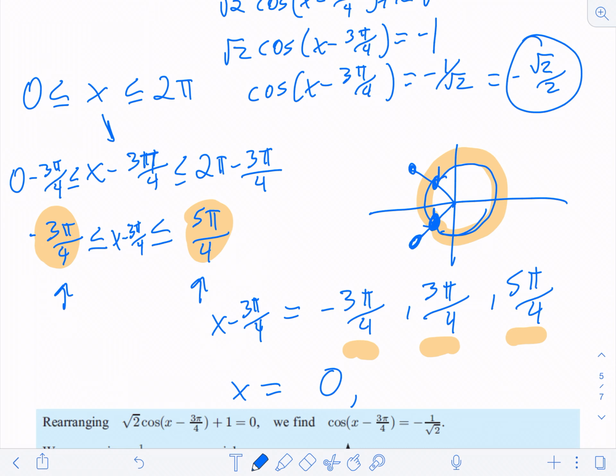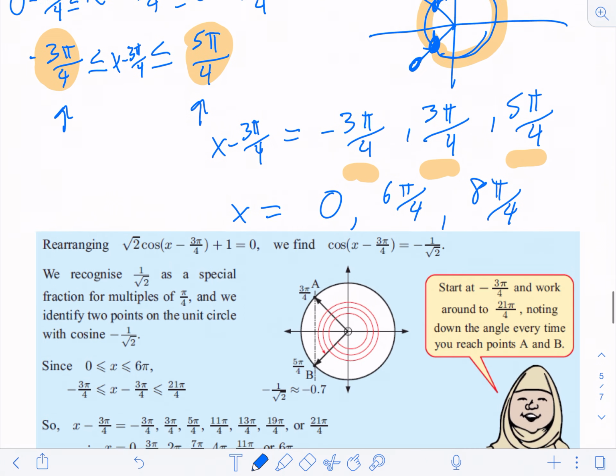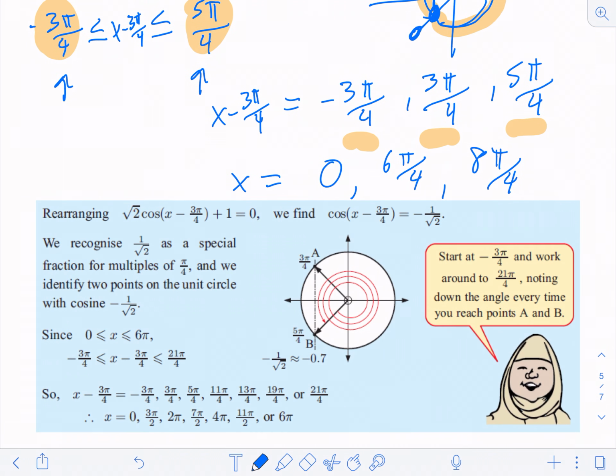3 pi over 4 plus another 3 pi over 4 is 6 pi over 4. And then 5 pi over 4 plus 3 pi over 4 is going to be 8 pi over 4. And now those are my final answers. And again, if you look at the answers here, notice how they had the answers when they added the 3 pi over 4. They had 0, 6 pi over 4, which they reduced to 3 pi over 2, and then 8 pi over 4, which was 2 pi.